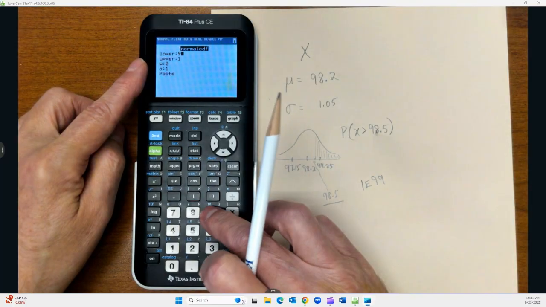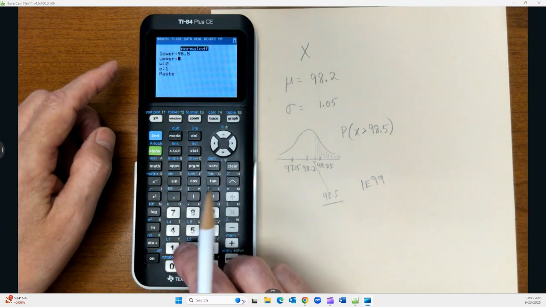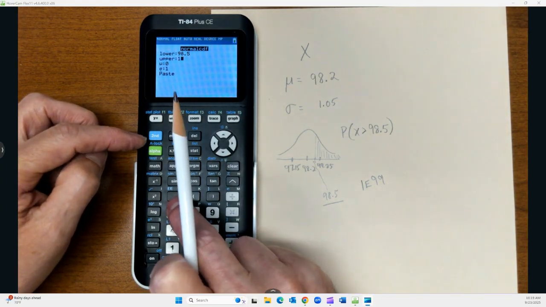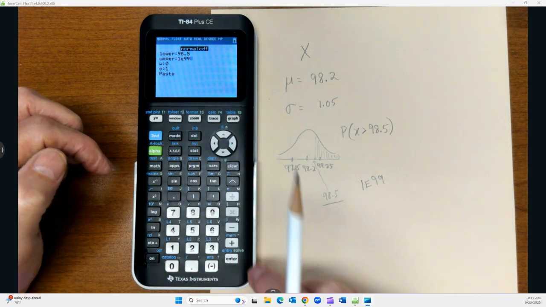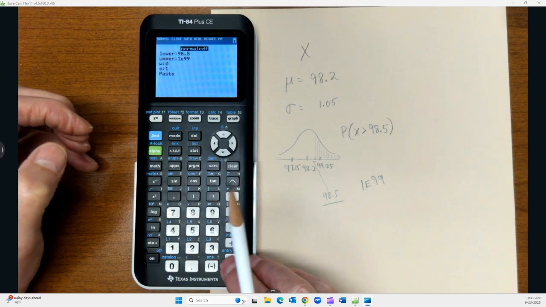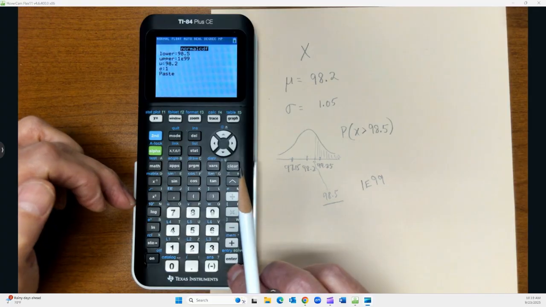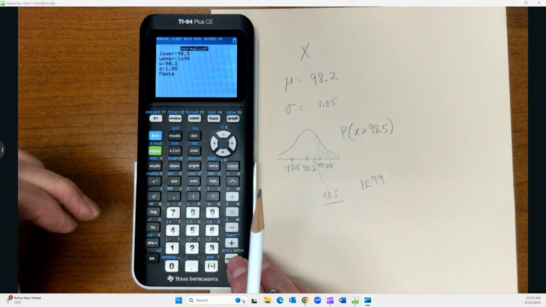Okay, so 98.5 for the lower bound. For the upper bound, you just hit a 1, then the second function, and above the comma there is the EE option, and then 99, so that's calculator infinity. And then we enter 98.2 for the mean and 1.05 for the standard deviation.